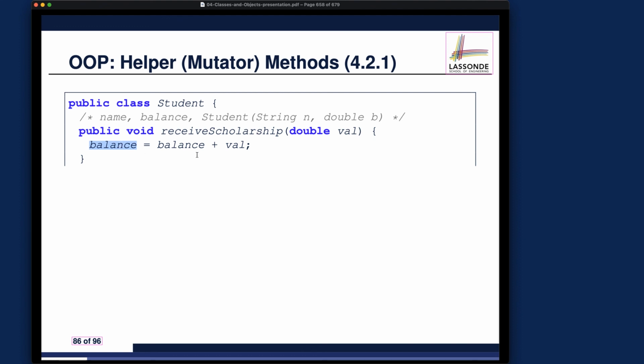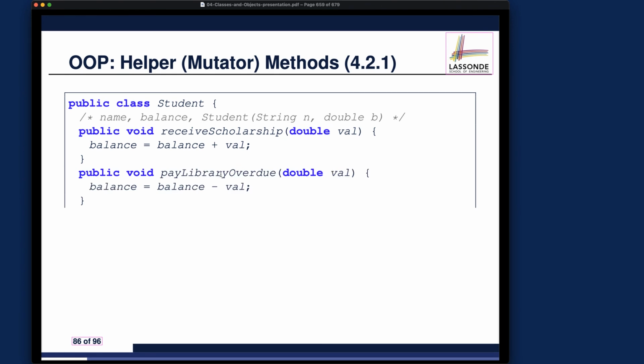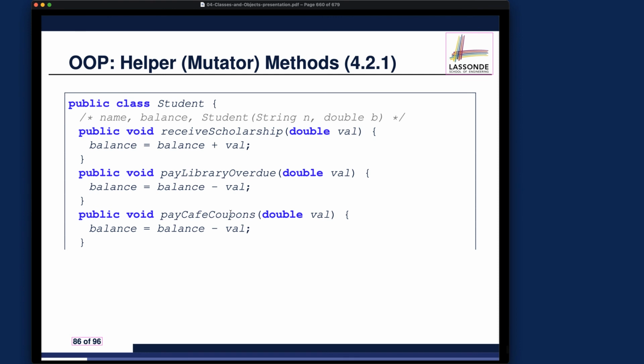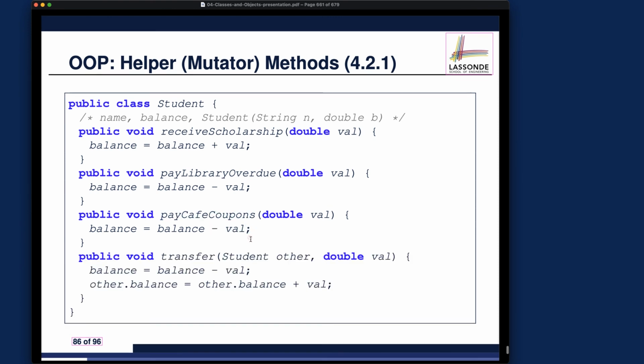Balance is increased by val, right? Also, pay library overdue, you're going to decrease it. And also you want to pay the cafe coupons, also decrease it. And also you want to transfer from one student to another, you will basically reduce the balance for the current student, the implicit this context object. And also you're going to increase the other student's balance, right? You can see other over here will be incremented by its balance value.